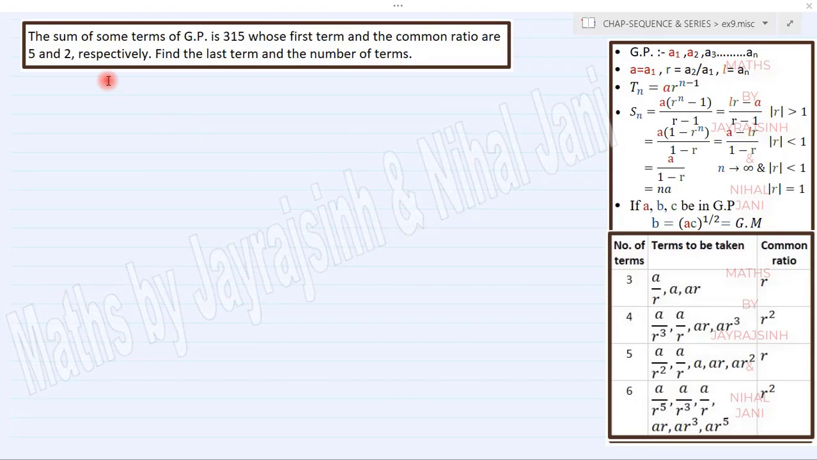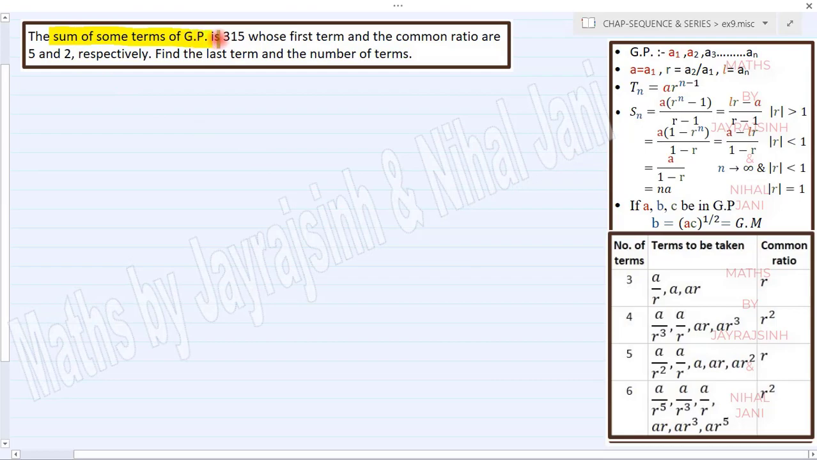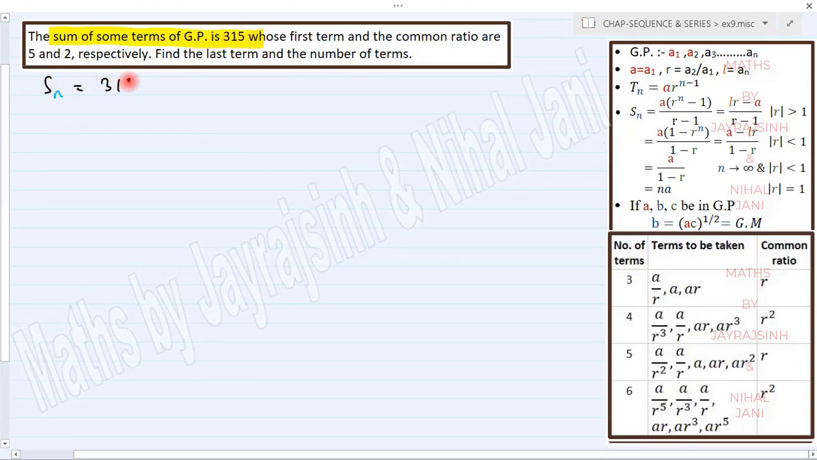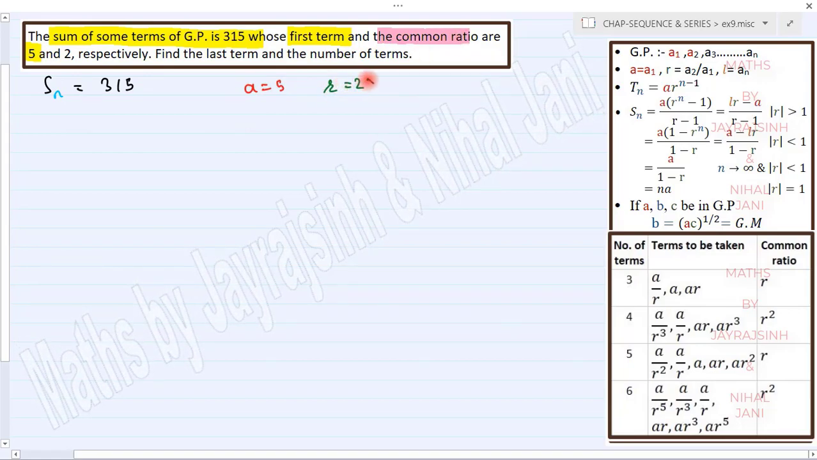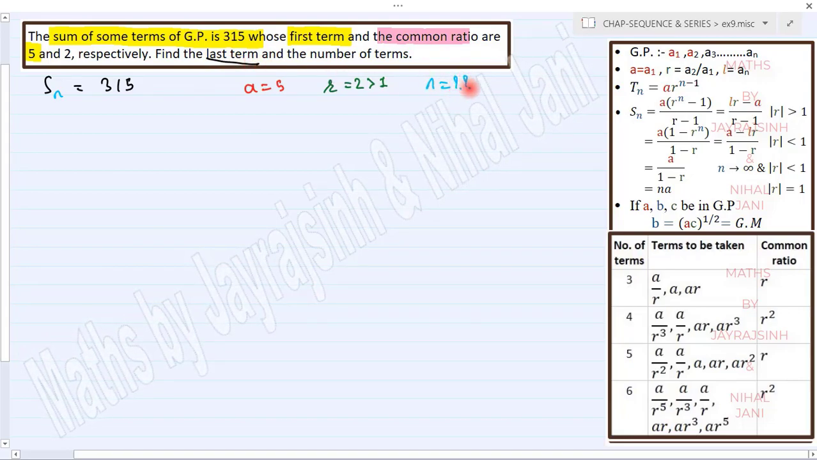Here we have a question on GP. It is given that the sum of some numbers is 315, whose first term is 5 and the common ratio is 2, which is greater than 1, and we have to find the last term, and for that we need to find the number of terms.